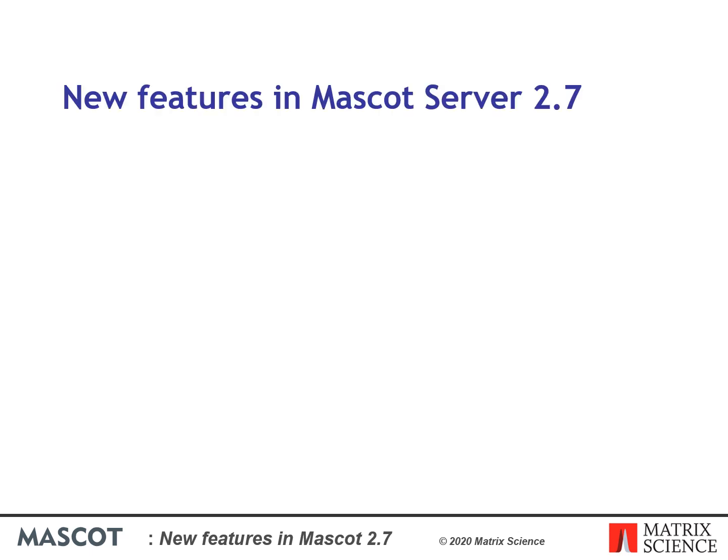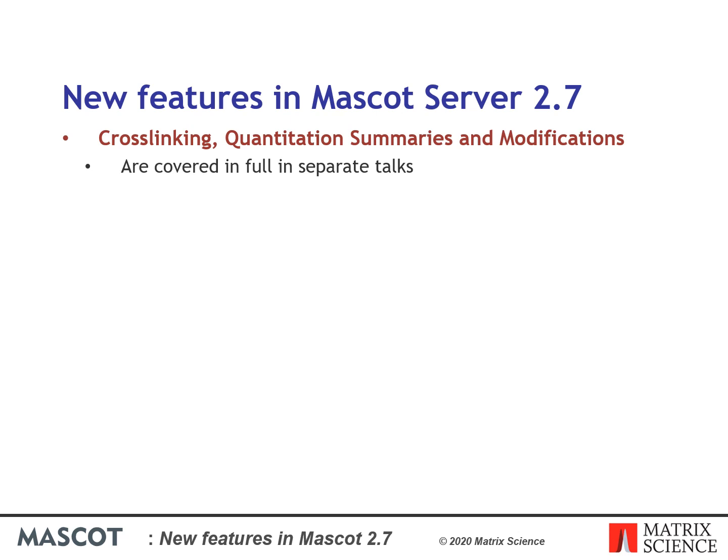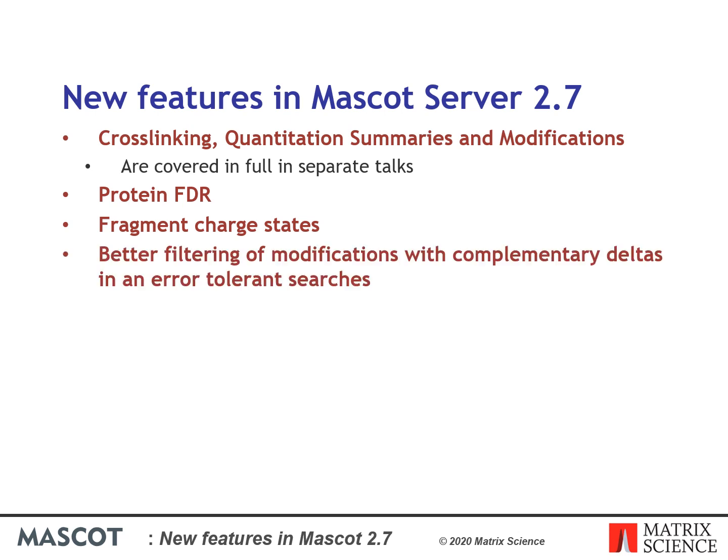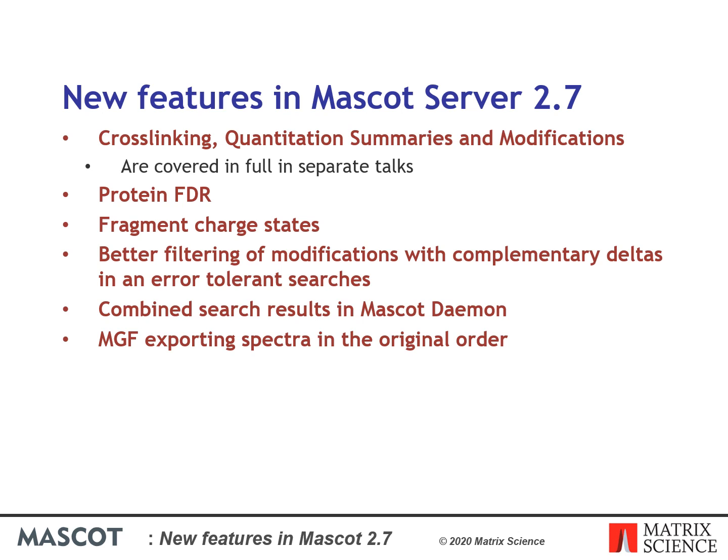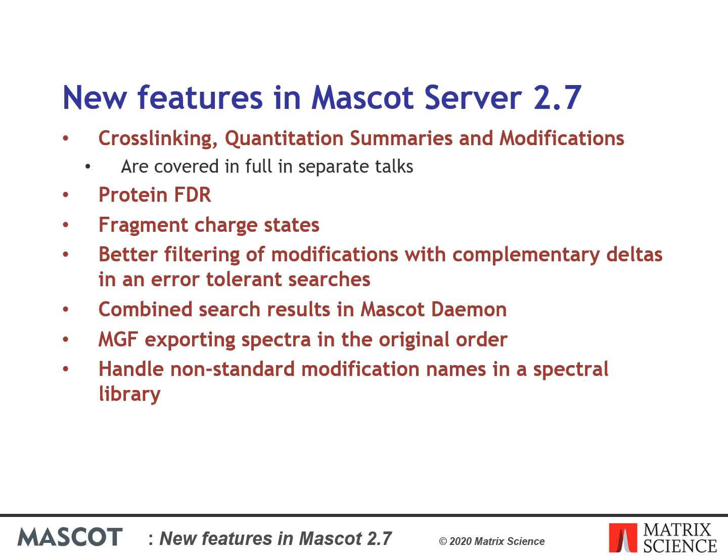The big new feature support for Mascot 2.7 is Crosslinking. This and the Quantitation Summaries feature and improvements to how we search for modifications are covered in separate talks. In this talk, I will cover the following topics: protein false discovery rate, fragment charge states, better filtering of modifications with complementary deltas in an error-tolerant search, combined search results in Mascot Daemon, MGF exporting spectra in the original order, and handling non-standard modification names in spectral libraries.